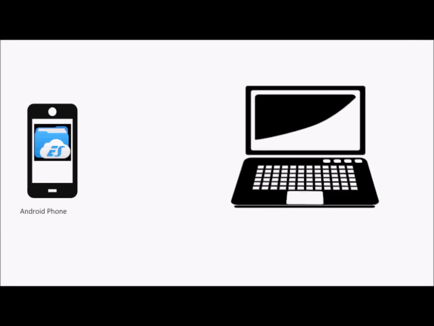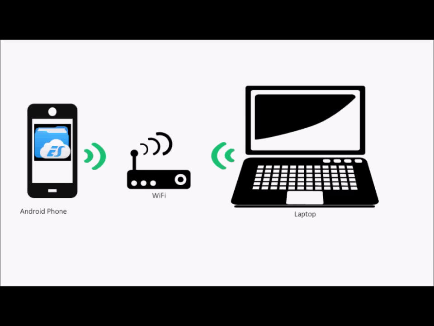Now let's say we have an Android phone on which ES File Explorer is installed, and we have a laptop. Both the laptop and the Android phone are connected to the same network, let's say a Wi-Fi network at home. In this scenario, we can transfer files from our Android phone to our laptop without using any cables, over the network. So we'll see how to do that in this example.